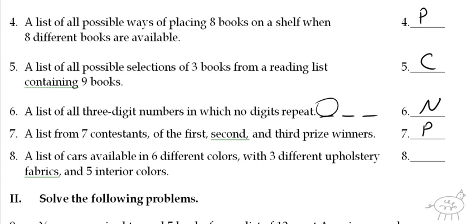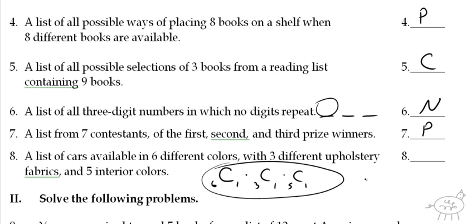Okay, number 8, a list of cars available in 6 different colors with 3 different upholstery fabrics and 5 different interior colors. Now, truly, if I'm doing this as a combination, do you guys agree with that? So if I said it's like saying 6C1 and 3C1 and 5C1. Well, this is not really a true combination. A true combination is one combination of like saying, you know, if there's 14, it's like say 14C3, that's a true combination. So this one's actually neither.